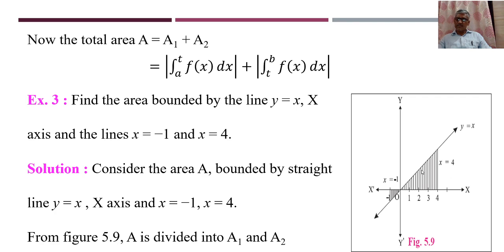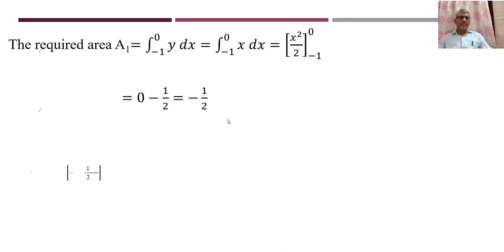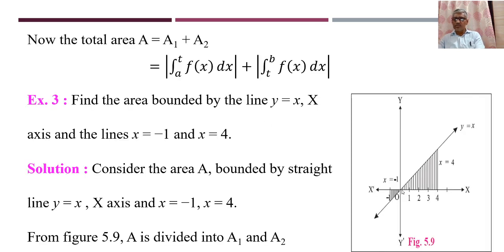From the figure, see here, the area A is divided into two parts. This is the first area A1 and this is the second area A2. The required area A1 is the integration with limits -1 to 0. First we find the area A1 with lower limit -1 and upper limit 0. And second, area A2 has lower limit 0 and upper limit x equal to 4.